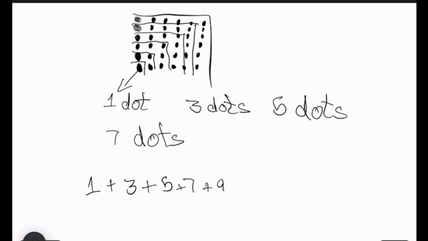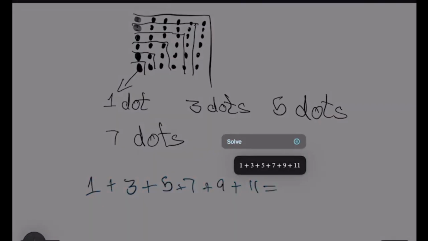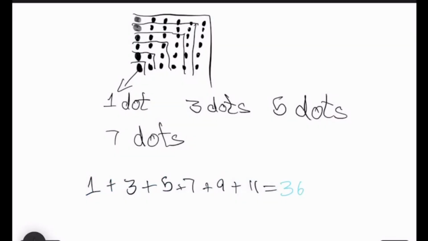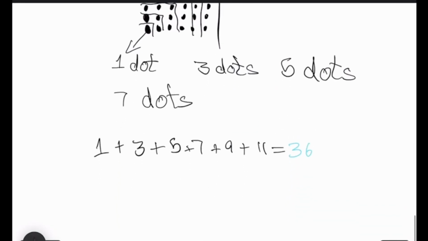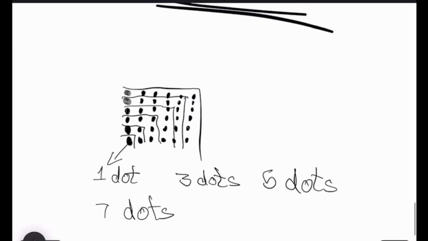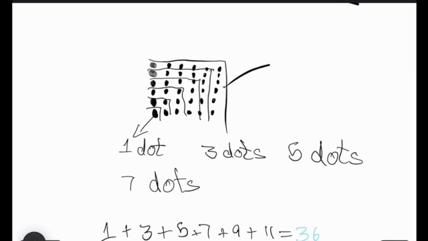Plus 9, plus 11. So this equation is 1 plus 3 plus 5 plus 7 plus 9 plus 11 is equal to 36. So this is 6 squared. After adding the numbers, you got to know the square. So basically this square grid is also a fruitful way, isn't it?